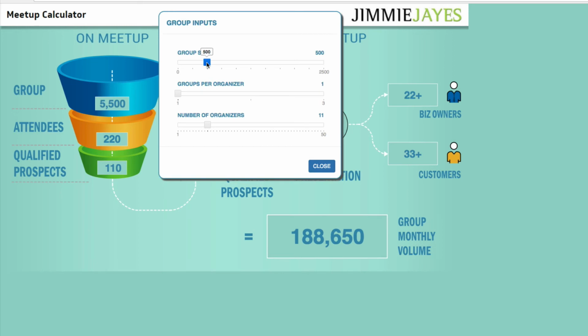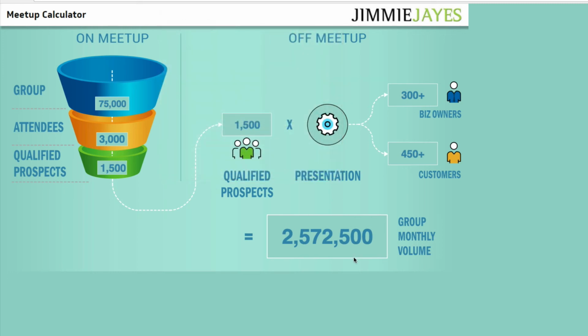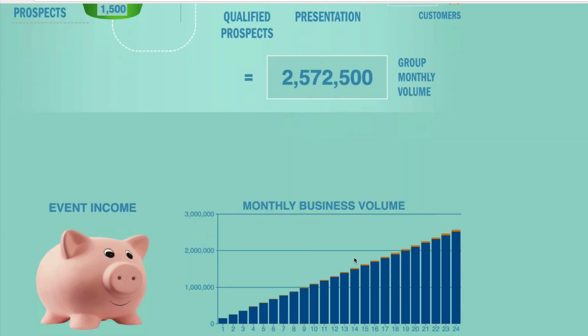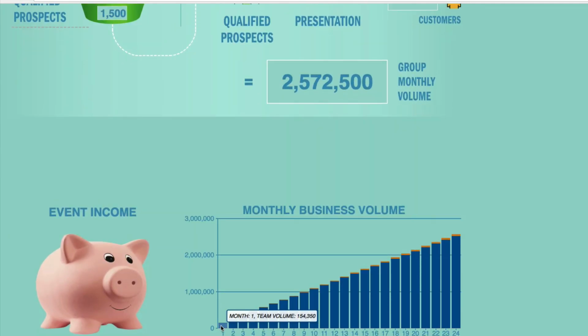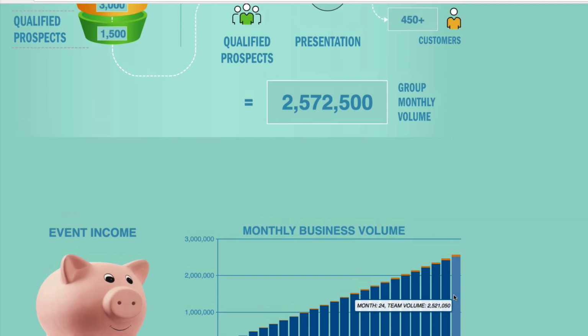What if in a couple years from now, David's group is at 1,500 members? What if you got 1,500 members? And what if you've got, I don't know, 50 organizers, right? That is 2.5 million in monthly group volume month after month after month. So month number 1, it's 154,000, and it scales all the way up to $2.5 million per month in volume.